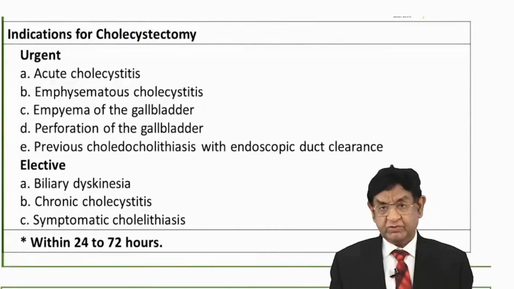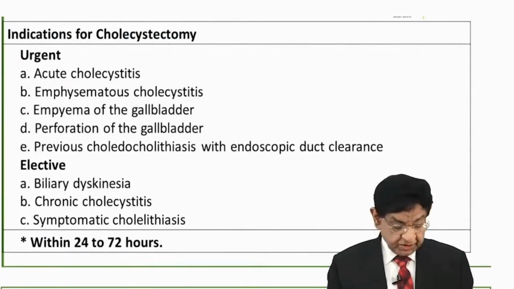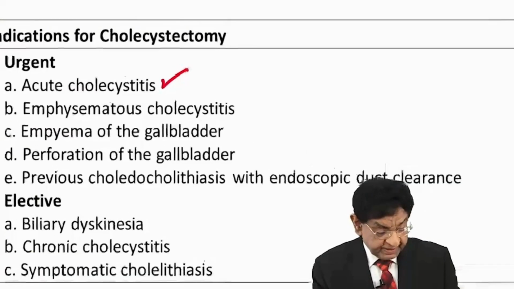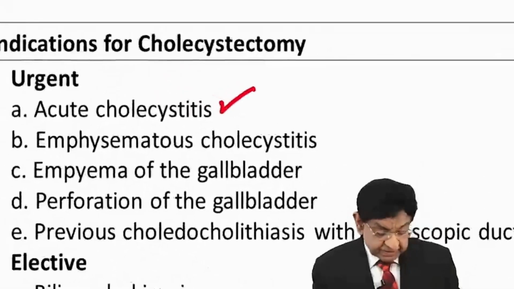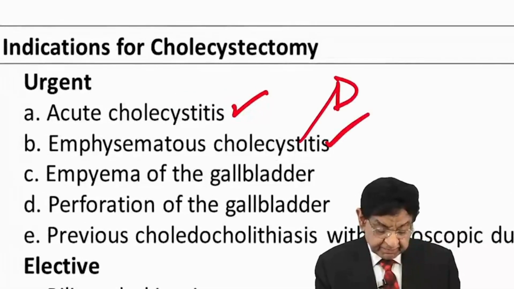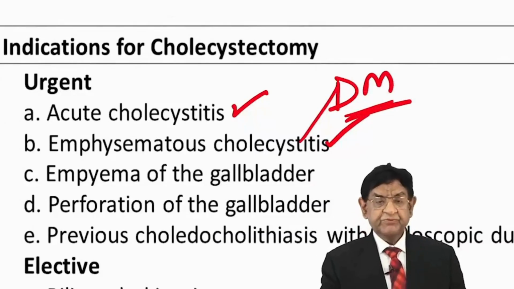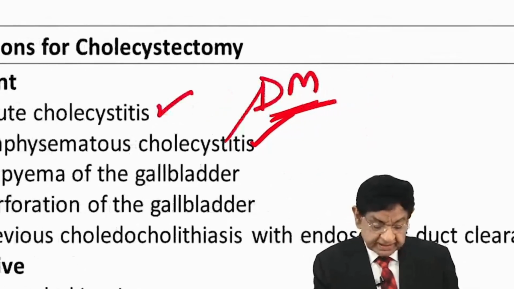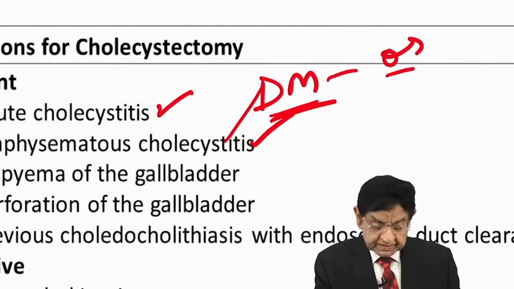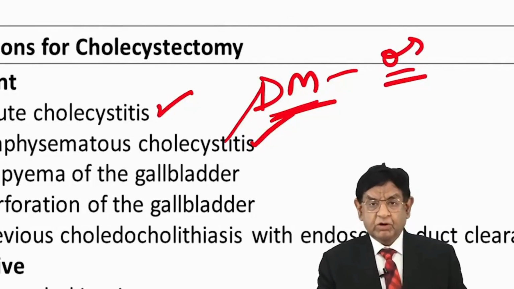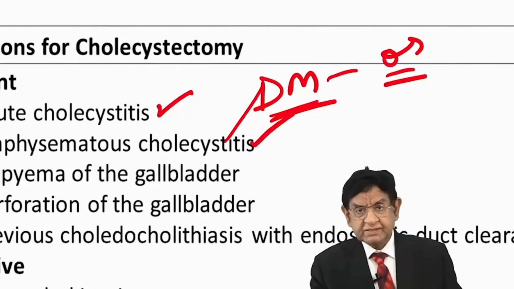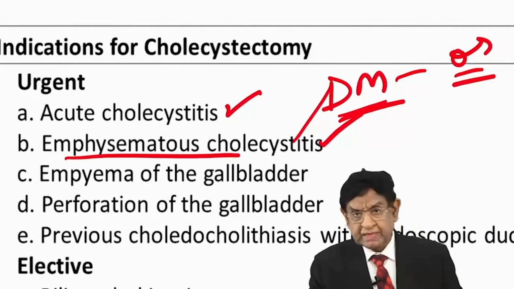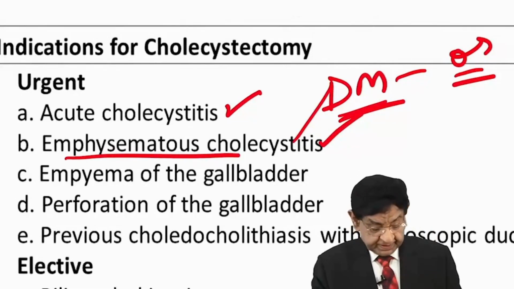Now, what are the indications of cholecystectomy? Urgent acute cholecystitis, the point I told you, within 72 hours. Emphysematous cholecystitis, which occurs in diabetic patients, where, as I told you, gas formation occurs in the gallbladder. Somehow, very interestingly, this is more common in diabetic males. Although cholecystitis and gallbladder stones are more common in females, emphysematous cholecystitis is more common in diabetic males.